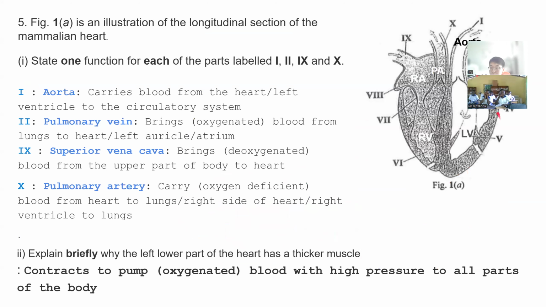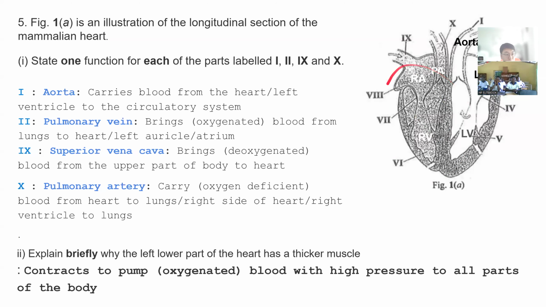But now let's return a little bit to our circulatory system. So this is about our heart and our blood. Moving back to this figure, figure 1A is an illustration of a longitudinal section of the mammalian heart. The first question asks us to state one function for each of the parts labeled 1, 2, 4, 9 and 10.